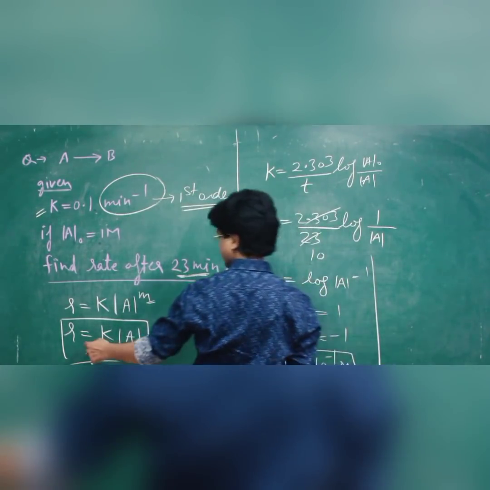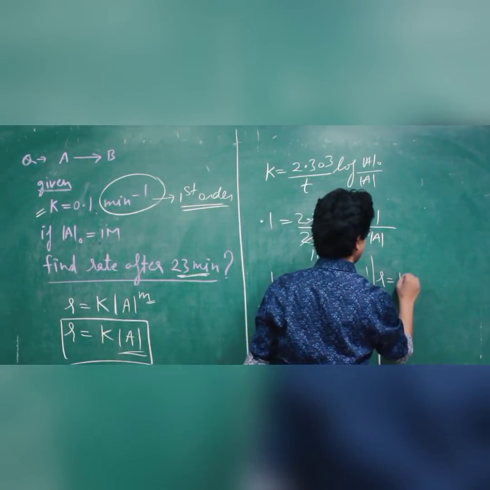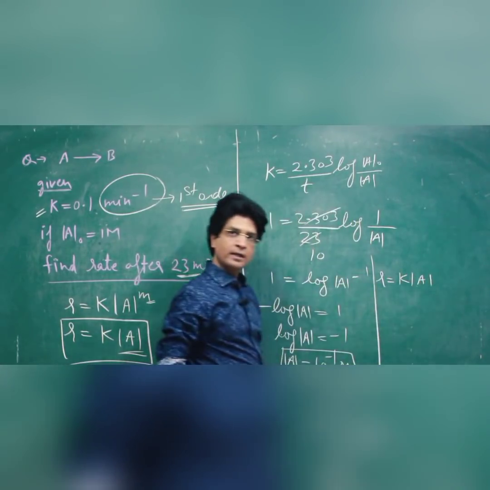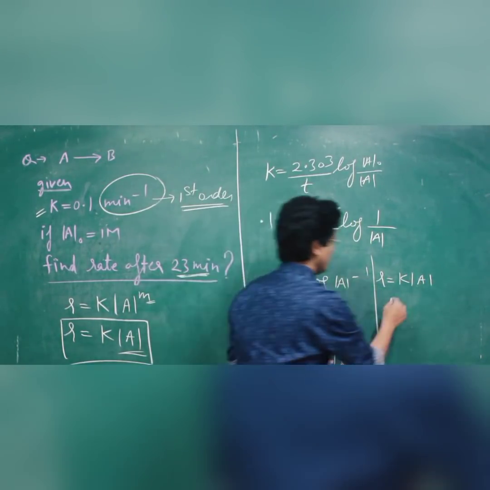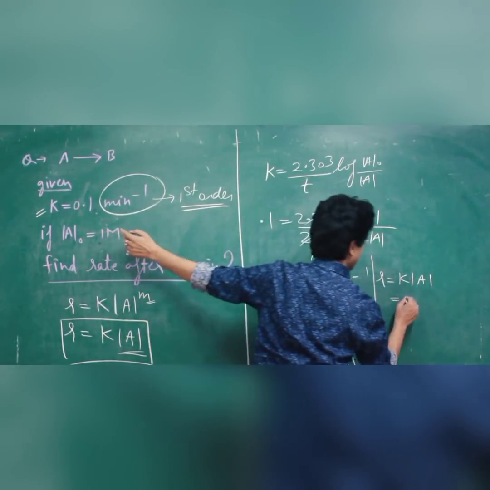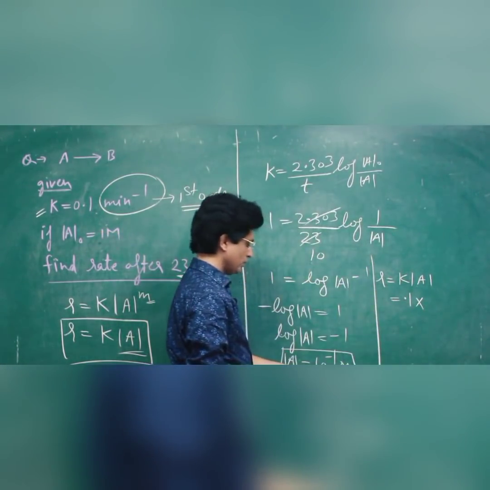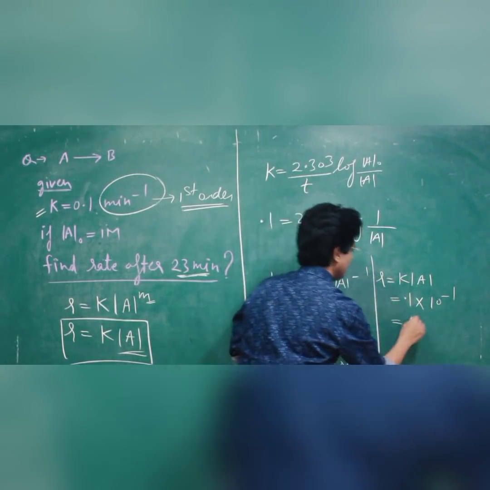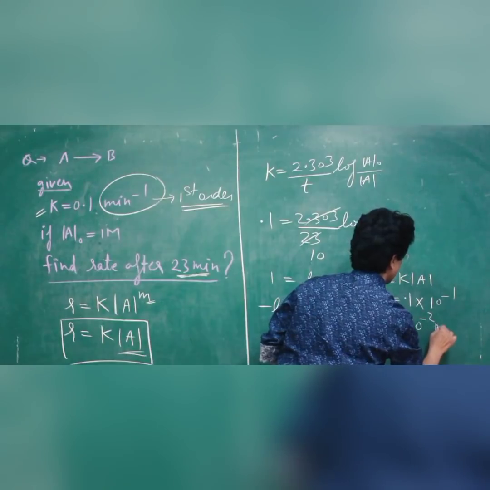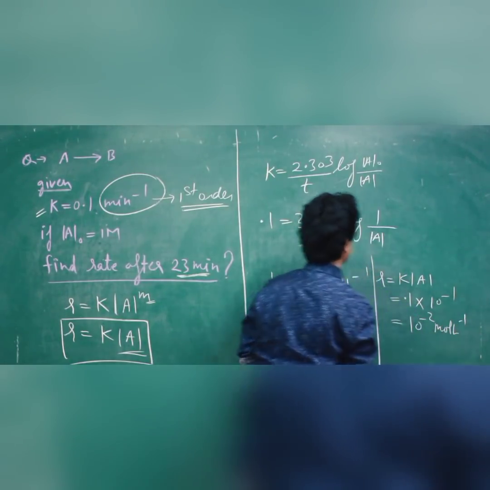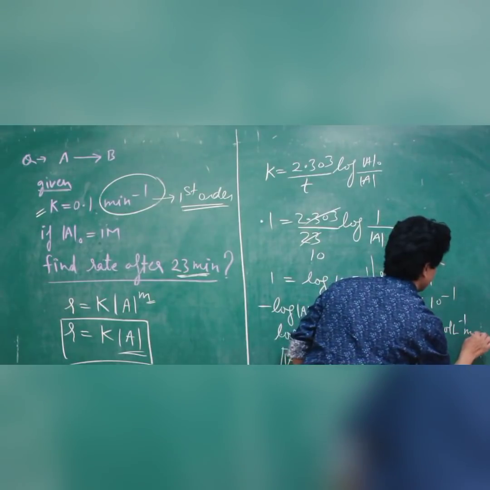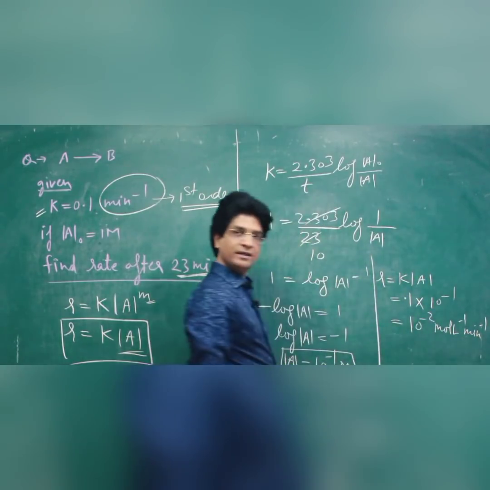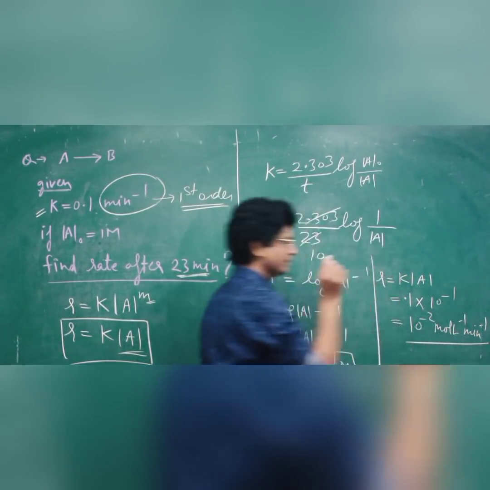Now using this rate law, rate will be K into the amount of A remaining after 23 minutes. So K is how much? 0.1. How much is the amount of A? It is 10 to the power of minus 1. So overall it will be 10 to the power of minus 2 moles per liter per minute. Okay, so that will be our final answer.